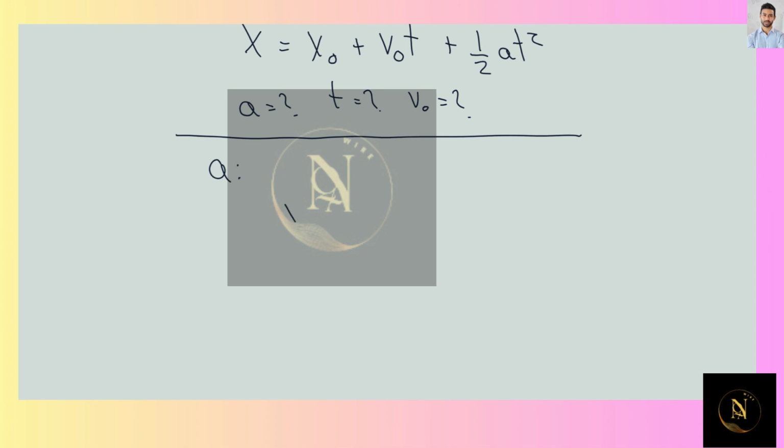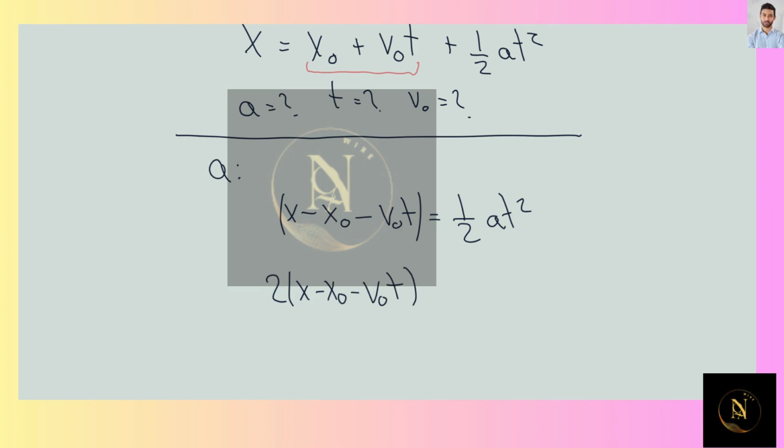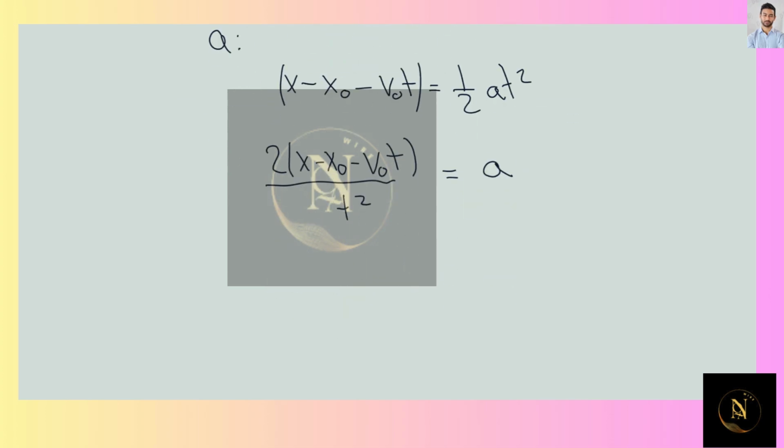First of all, let's subtract from our initial equation all of this part. So we're going to get, after subtracting on both sides, x minus x0 minus v0 t is going to be equal to 1/2 of acceleration times t squared. So now solving for a, we're going to multiply this by 2: 2 times (x minus x0 minus v0 t) divided by time squared. This is going to be equal to a. The next one, I'm going to leave the solution for t at the very end.